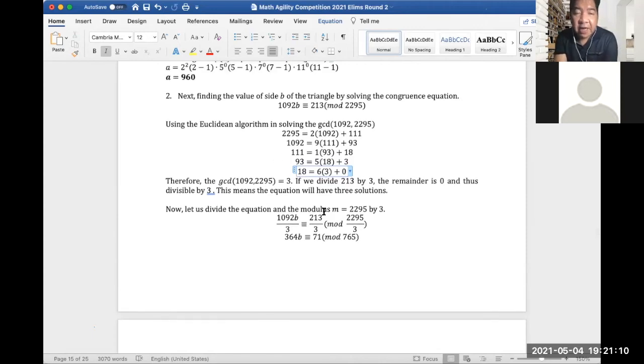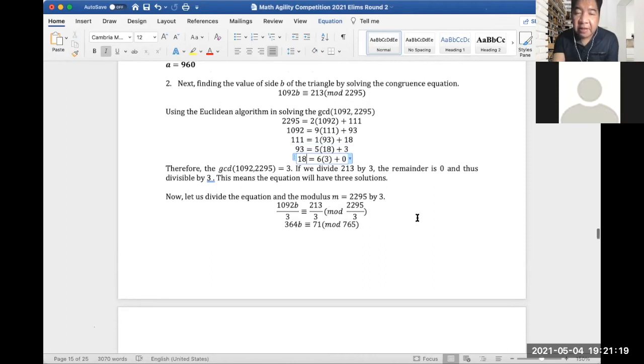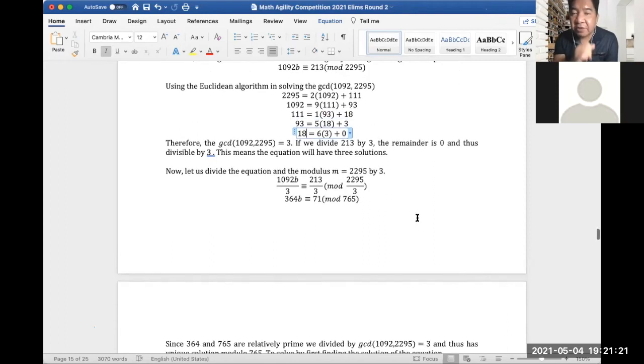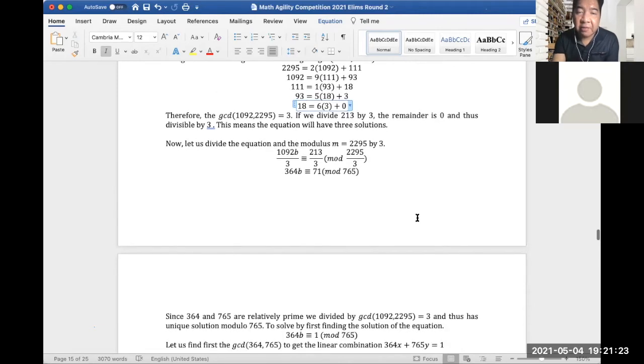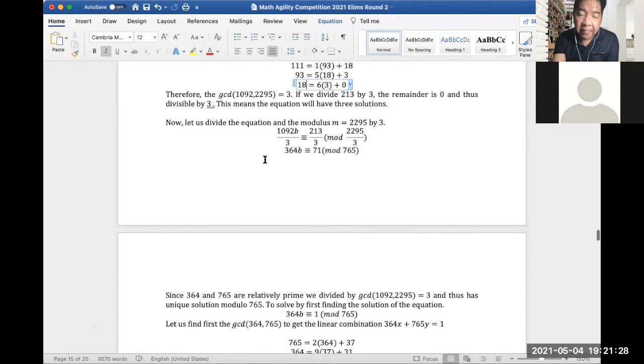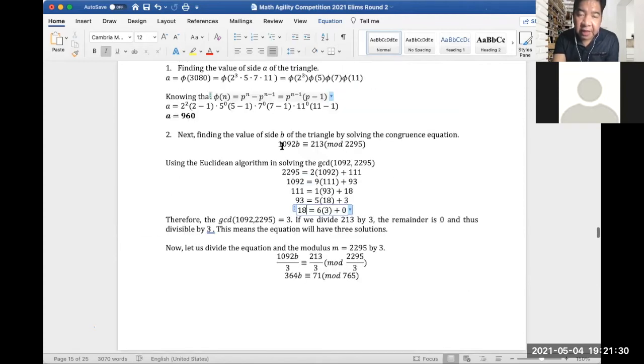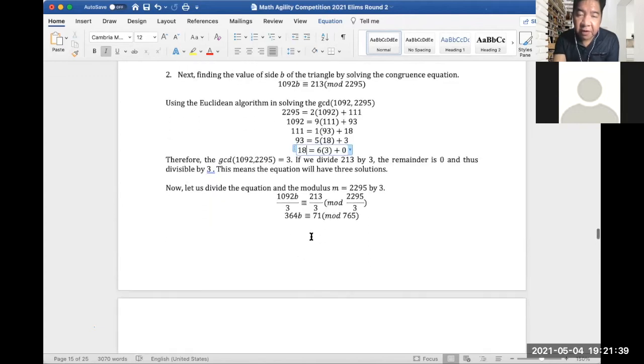So if we divide 213 by 3, the remainder is 0, right? So there's no remainder, so it's divisible by 3. This means the equation will have 3 solutions. So now let's divide the equation and the modulus 2295 by 3. Our original equation is 1092b equivalent to 213 modulo 2295. So we have 364, and then the 71, and then the 765 here.